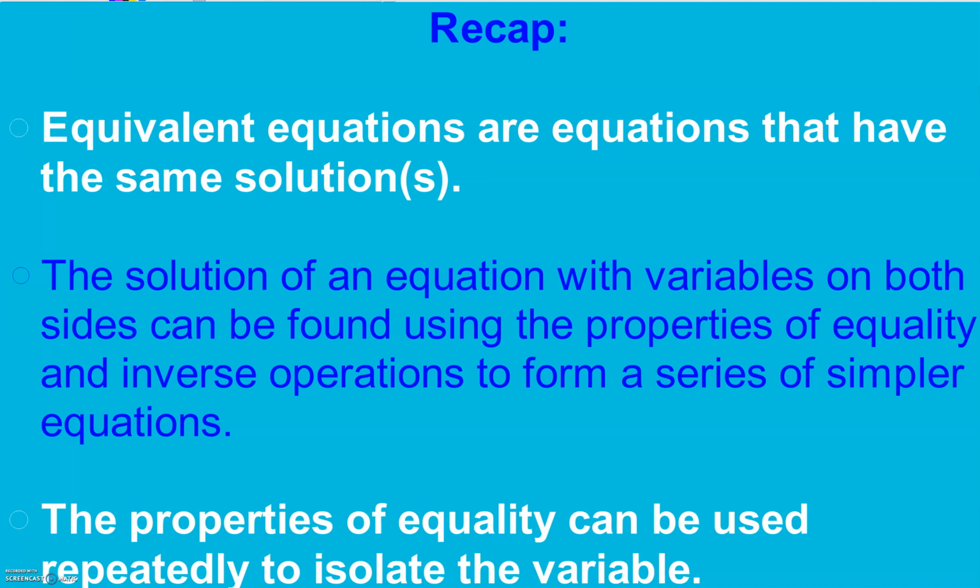Quick recap here. Equivalent equations are equations that have the same solution. The solution of an equation with variables on both sides can be found using the properties of equality and inverse operations to form a series of simpler equations. And the properties of equality can be used repeatedly to isolate the variable. And that's all I have here for section 2.4.